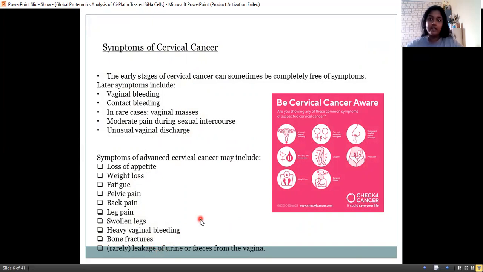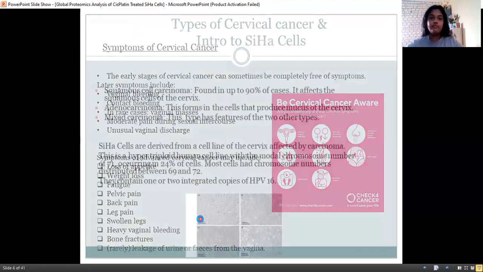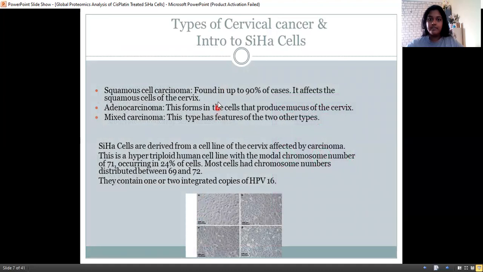We must be cancer aware, and women of many ages can take the HPV vaccine, which is available, to avoid getting this disease. So there are 3 different types of cervical cancer.